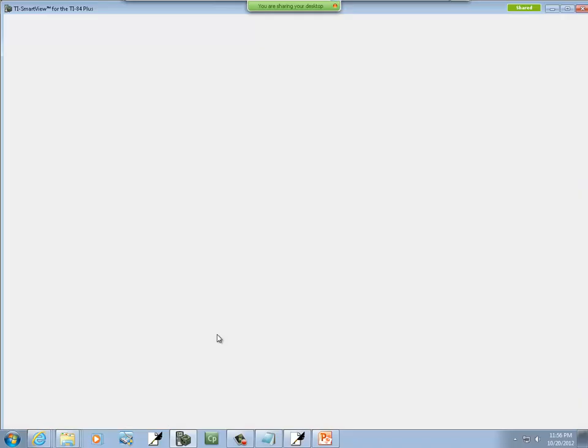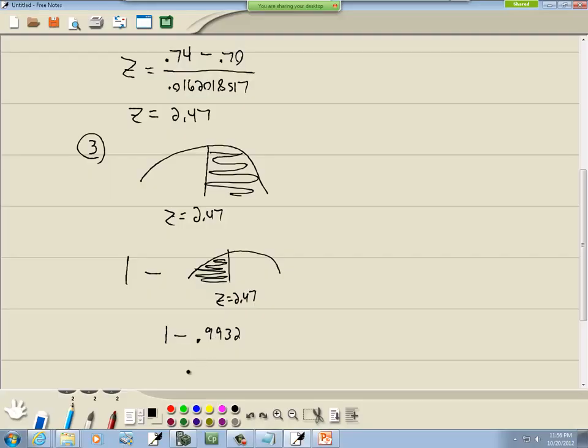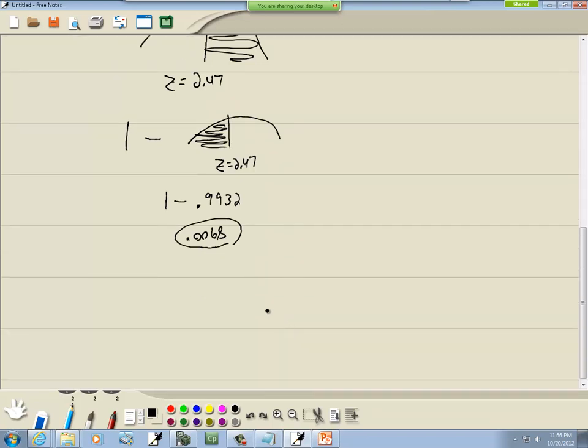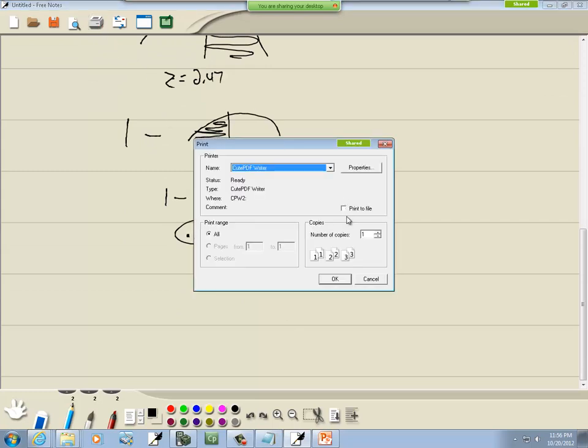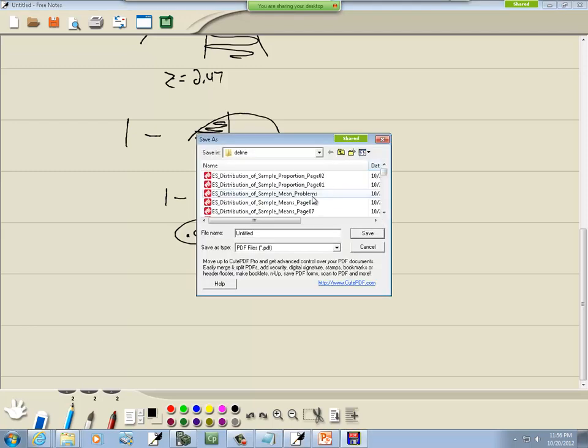And let's see what that gives us. 1 minus 0.9932, enter. 0.0068. This is what we got. That's exactly what we got using the calculator. So we save that.